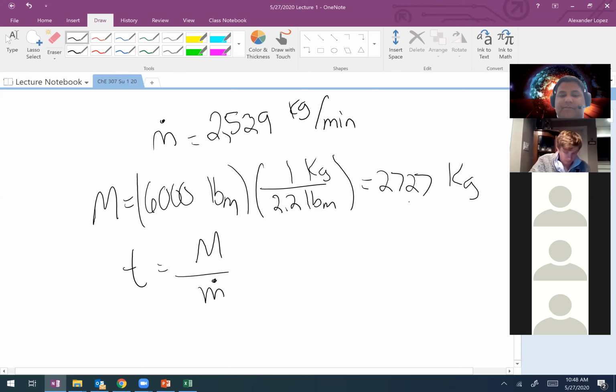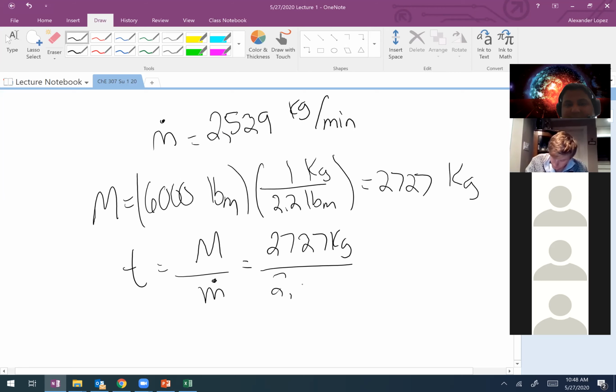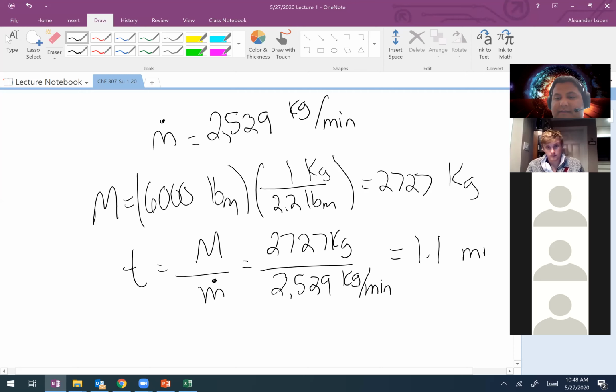2,727. So now we can find the time it takes to fill that by taking our 2,727 kilogram tank and dividing by our flow rate, 2,529 kilograms per minute. So that should give us about 1.1 minutes approximately.